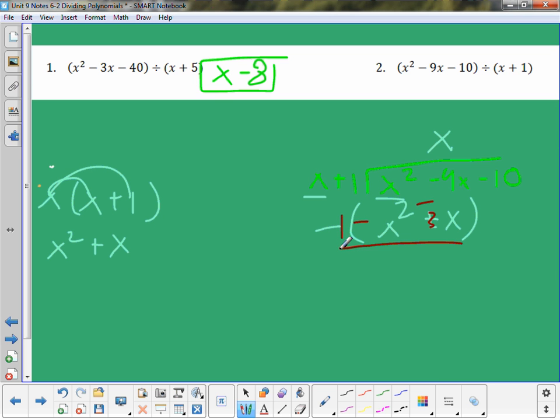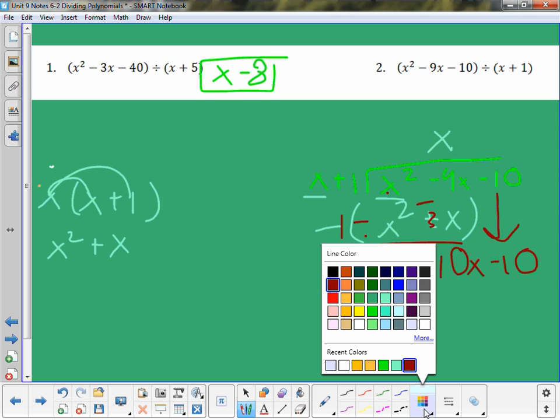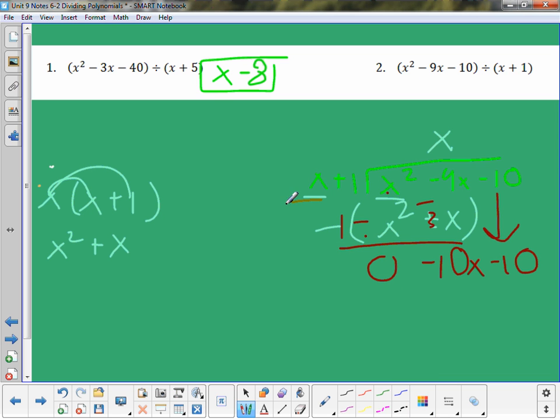Here I have x squared minus x squared, which is 0. Negative 9x minus x gives me negative 10x. Now that I've done that, I'm going to bring down the next term, so I have negative 10x minus 10. My next step is to ask myself, what do I multiply x by to get negative 10x?